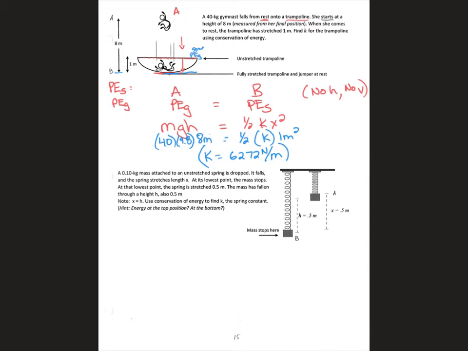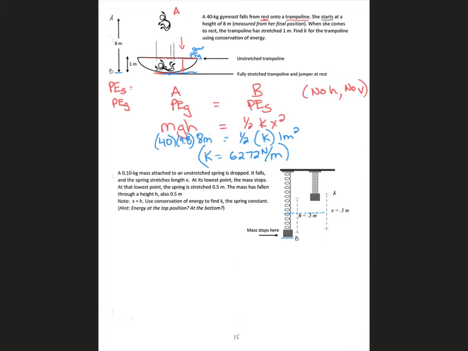So that's how we tackle the first one, and we think about the different types of energy. Now this is a bouncing mass in the second one. The mass stops here. It compresses here. Now, the spring itself, if it wasn't bouncing, it's an unstretched spring, it drops. It falls, and the spring stretches a certain distance. The mass stops at the lowest point. The spring is stretched 0.5 meters. The mass has fallen through a height of also 0.5 meters. So note x equals h.